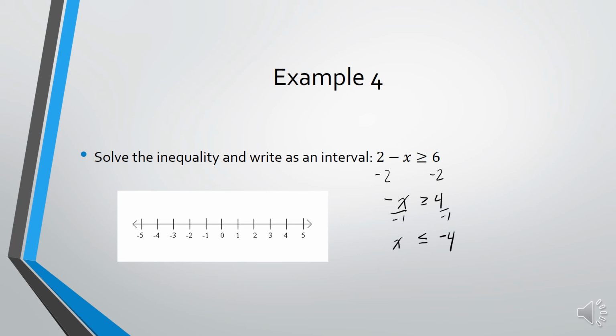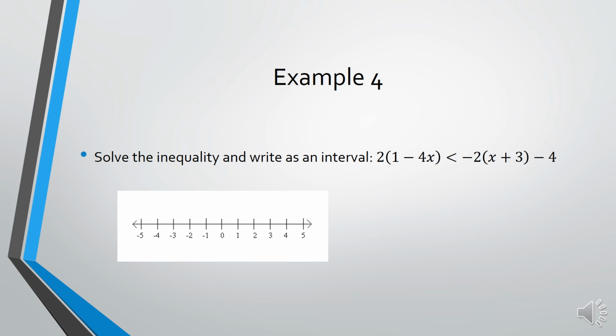As far as my picture goes, this says less than or equal to negative 4, so I use a closed circle. The smallest, so the most left that x could be, looks like negative infinity, and we always use parentheses for that. The furthest right that we can go is negative 4. We did include negative 4, so there's my square bracket.